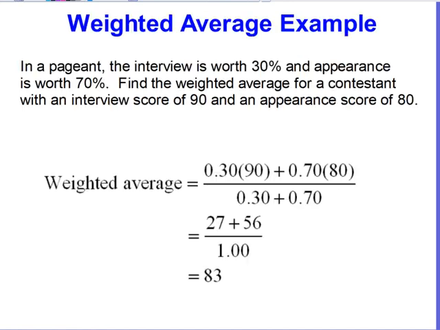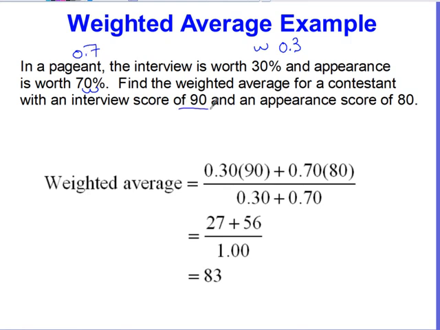So here's an example again. You go to a pageant, the interview is worth 30%. That would be one of your weights. The appearance is worth 70%. That would be a second weight. Make sure you change your weights to decimals, so 0.3 and 0.7. Find the weighted average for a contestant whose interview score is 90 and the appearance score is 80.